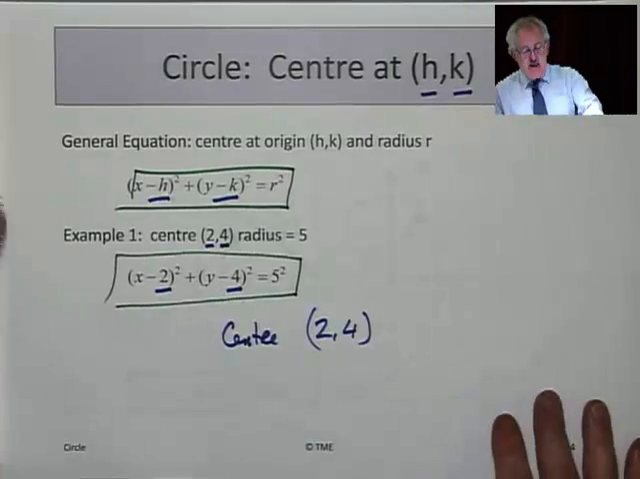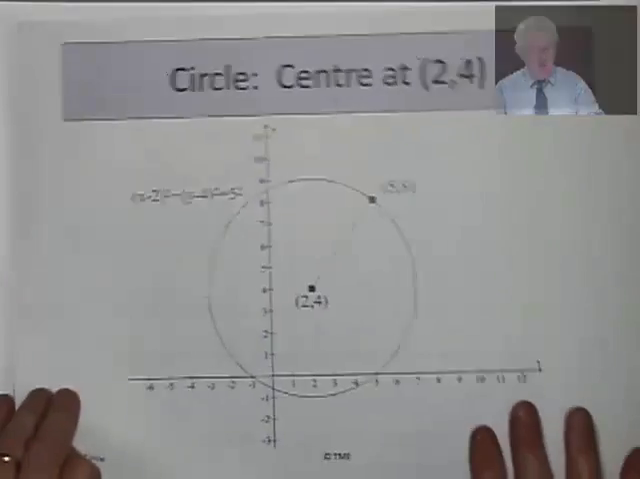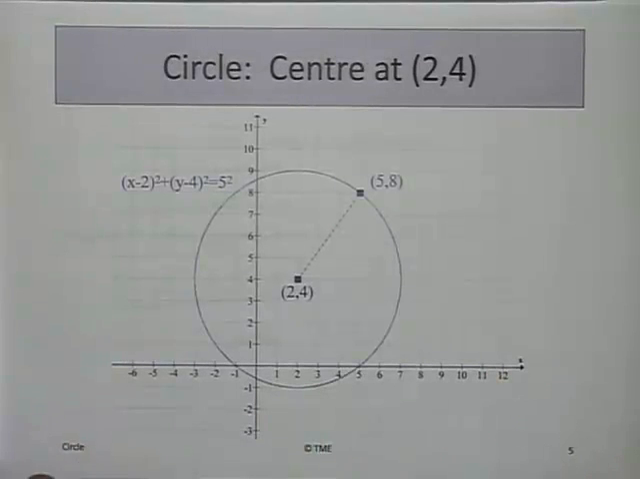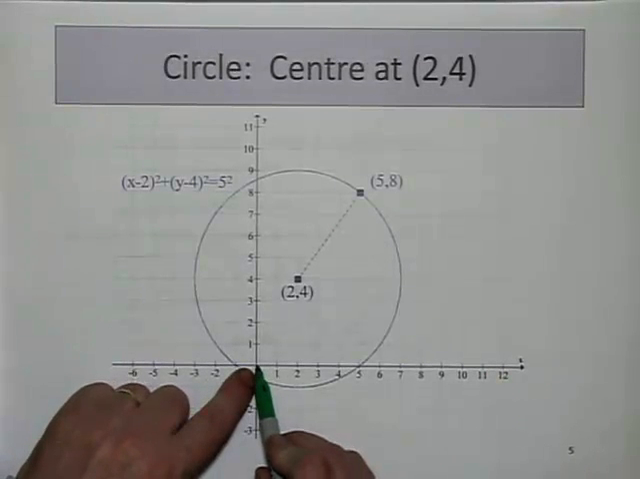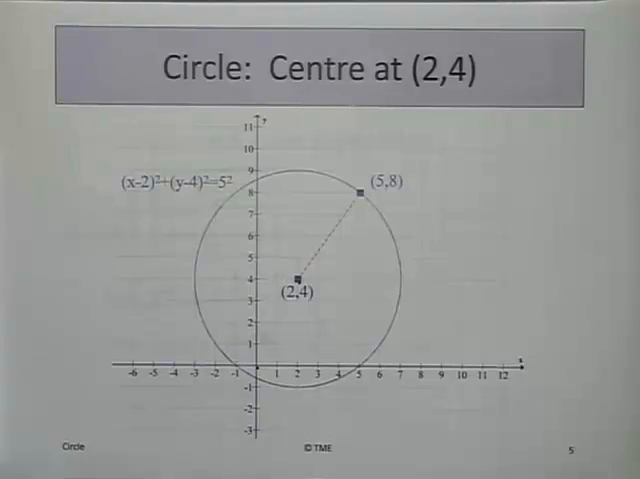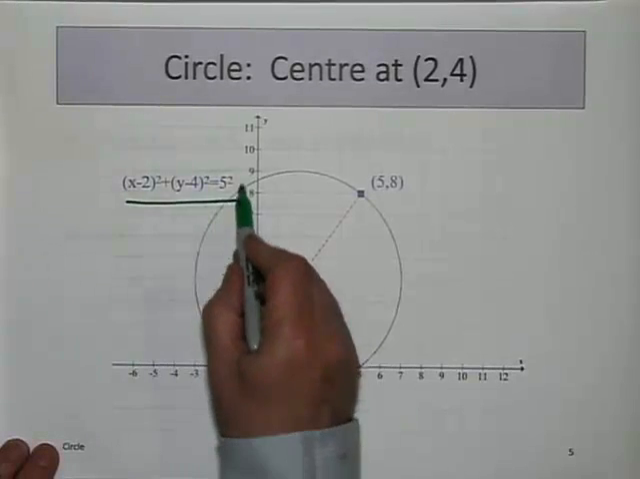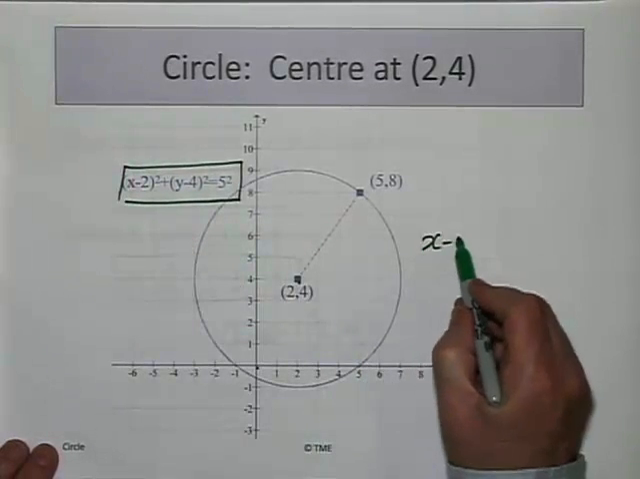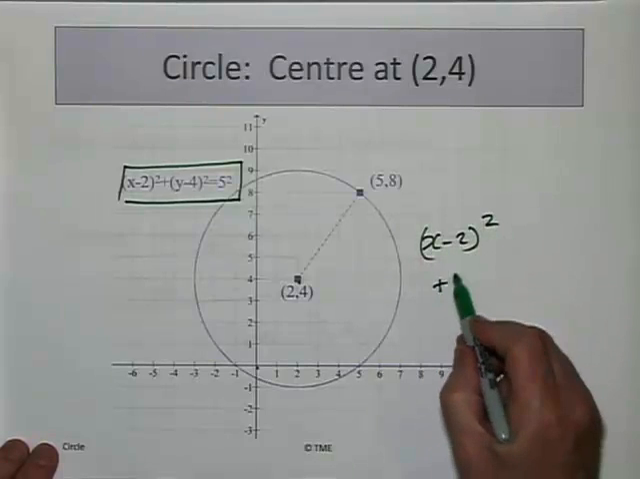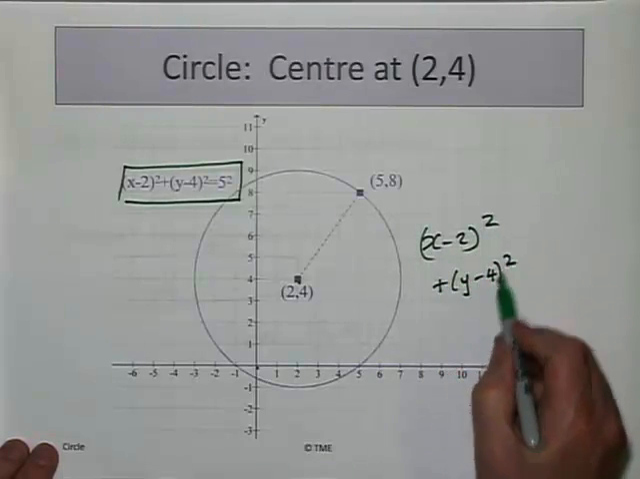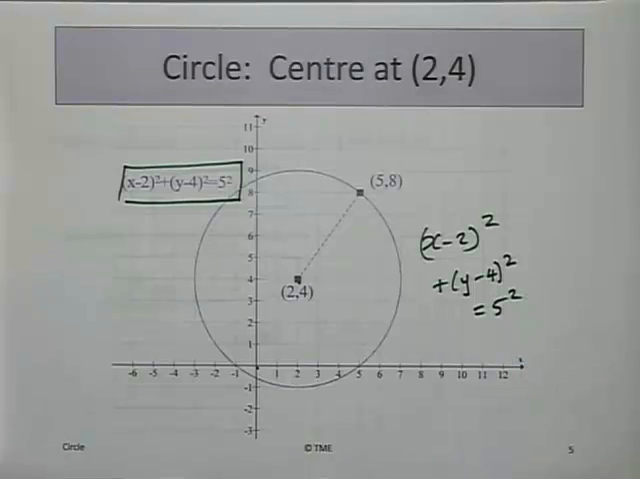So it's again a very similar looking shape. Obviously it's a circle, but it's not anchored around the center at 0, 0. It has its center at 2, 4, and that's its equation: (x minus 2) squared plus (y minus 4) squared equals 5 squared.